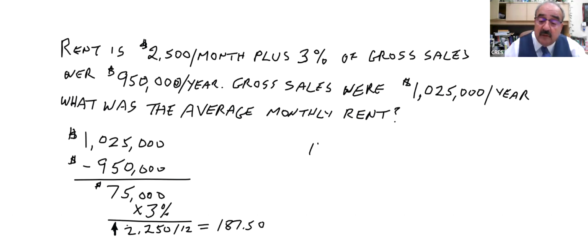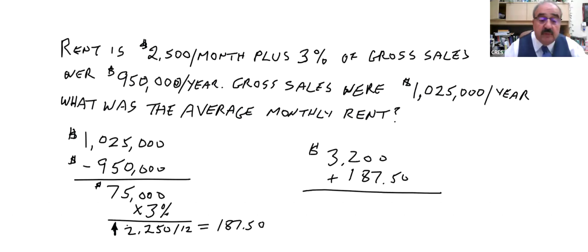So the rent is $3,200 a month. We add the average of $187.50 a month. So the average monthly rent came out to, oops, I made a mistake. Hold on. $2,500 a month. We clear that up. $2,500 a month. So the average monthly rent came out to $2,687.50. That is their answer.